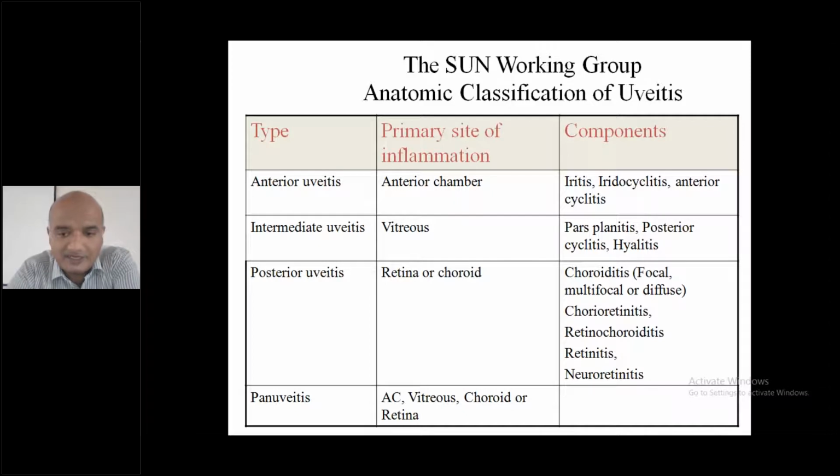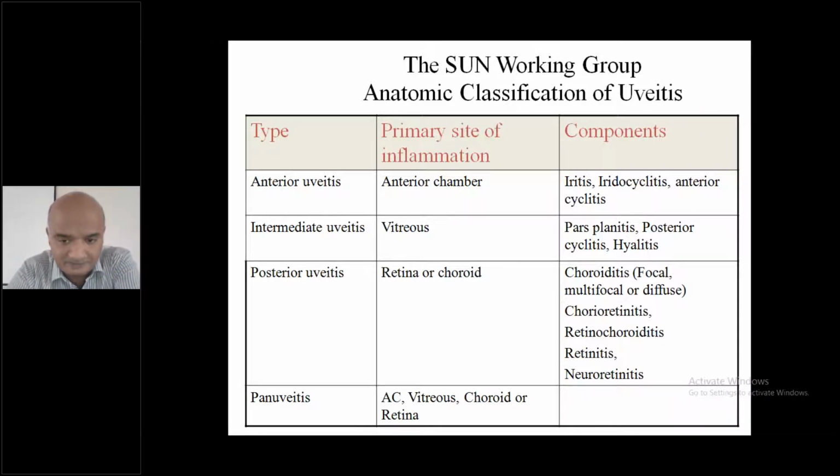And chorioretinitis, retinochoroiditis, retinitis, neuroretinitis, these are all different combinations of posterior uveitis. When the choroid is involved first and the inflammation progresses onto the retina, it is called chorioretinitis. Means the choroid is getting involved first and then the retina is involved. So then it is called chorioretinitis.